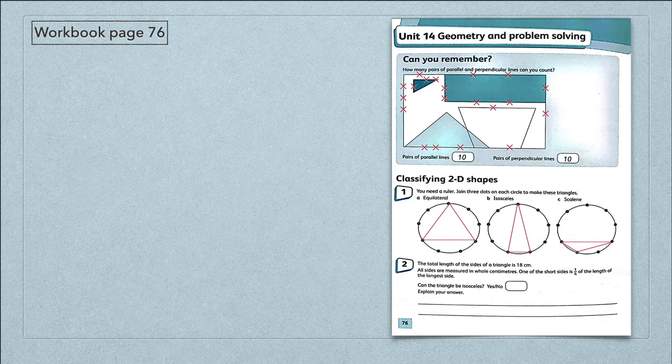Question number 2. The total length of the sides of a triangle is 18 centimeters. All sides are measured in whole centimeters. One of the short sides is a quarter of the length of the longest side. Can the triangle be isosceles? Yes or no? Explain your answer. I'm giving you a couple of minutes to think about it.